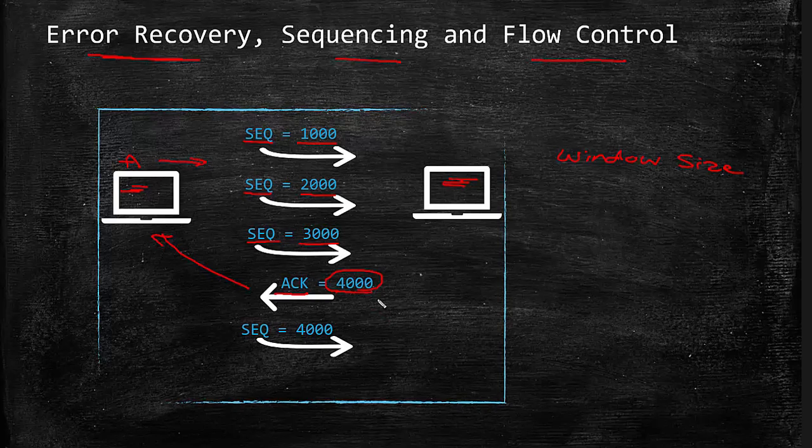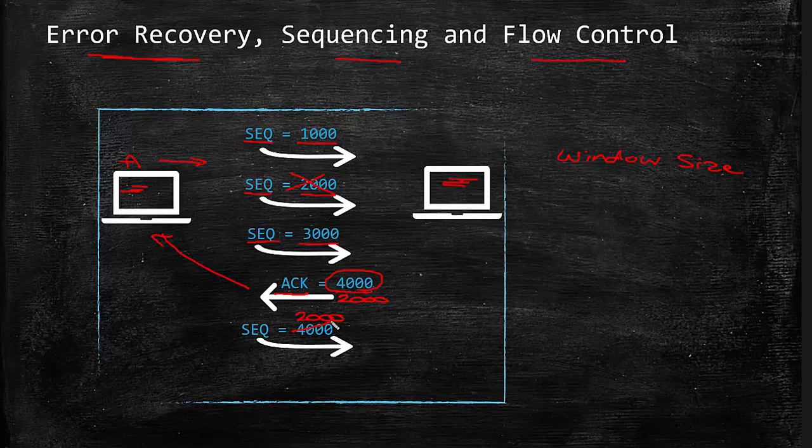But what would happen if, for example, 2000 hasn't been received at the destination? In this circumstance, computer B in the acknowledgement process will send 2000. This means, computer A, I haven't received 2000 and you have to resend it. So computer A will send a packet which has sequence 2000 and will be waiting for the next acknowledgement because it reaches the window size.